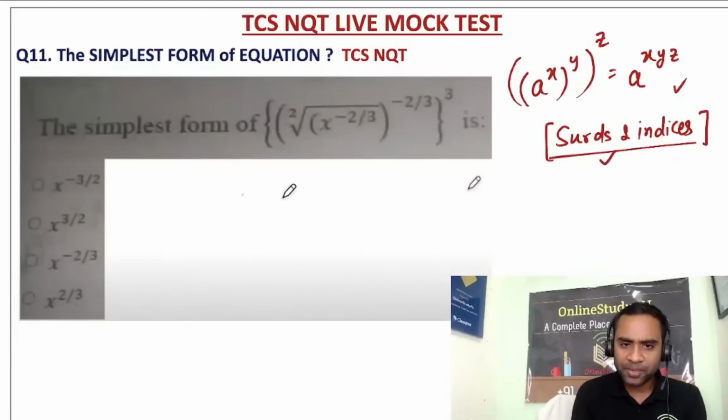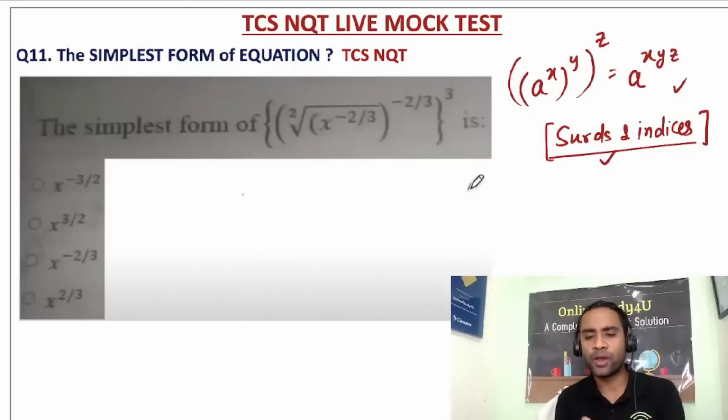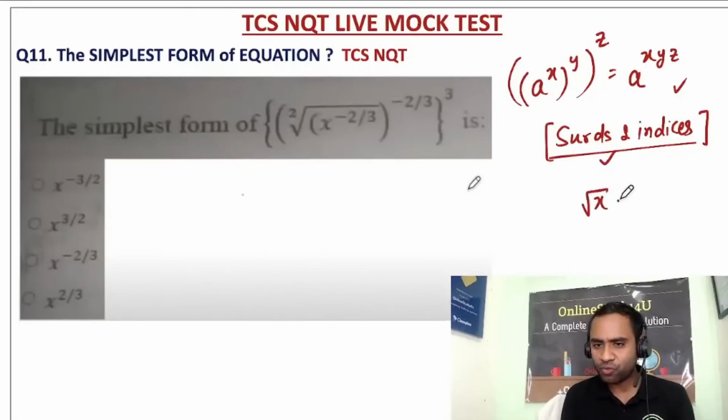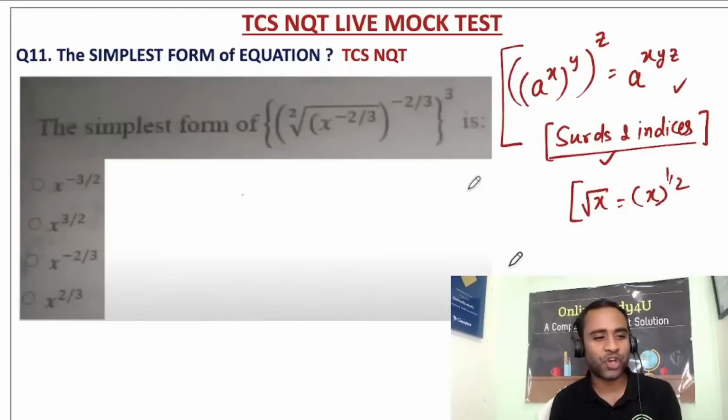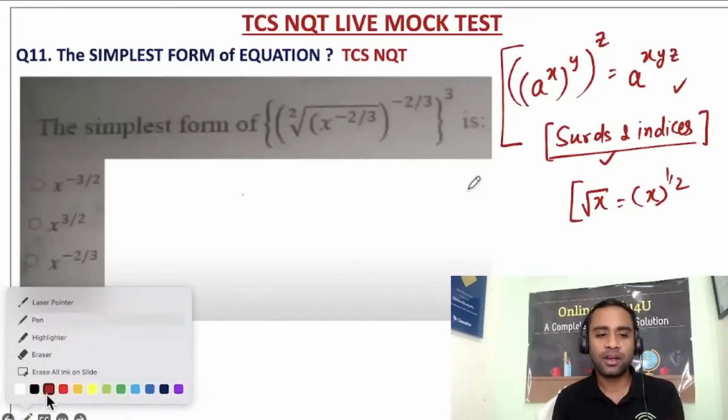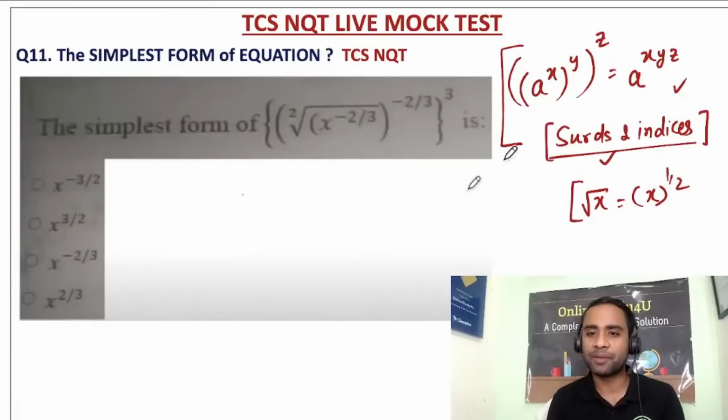Now, one more thing I wanted to tell you is square root of x will be x to the power 1 by 2. Everyone knows this. I'm just writing it so that if someone is watching after some time, they will be able to recall it.